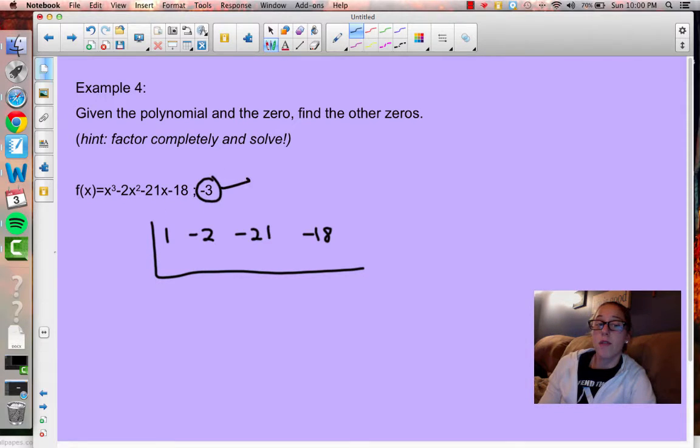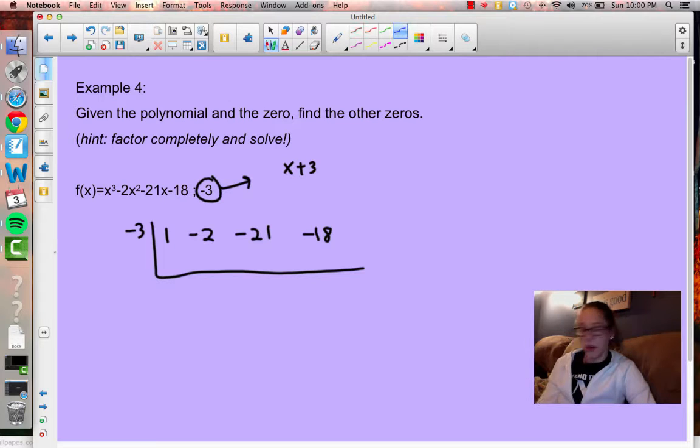So here they give you that a 0 is negative 3. So that's like saying that the factor is x plus 3. Okay, it's always the opposite. So when we write this, if you've got an x in it, you're going to change the sign. If it doesn't have an x with it, you're going to keep it the way it is. So that would be negative 3 there.